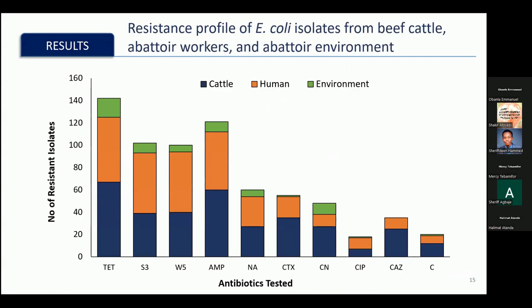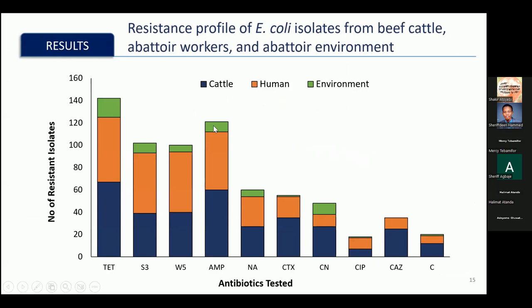Antimicrobial susceptibility testing showed us that all the isolates were susceptible to colistin, cefoxitin, imipenem, and meropenem. They're not listed on this slide. But the majority of the E. coli isolates were resistant to tetracycline, as you can see on the slide with the highest bar, and then ampicillin, respectively. This is ampicillin, the next one.